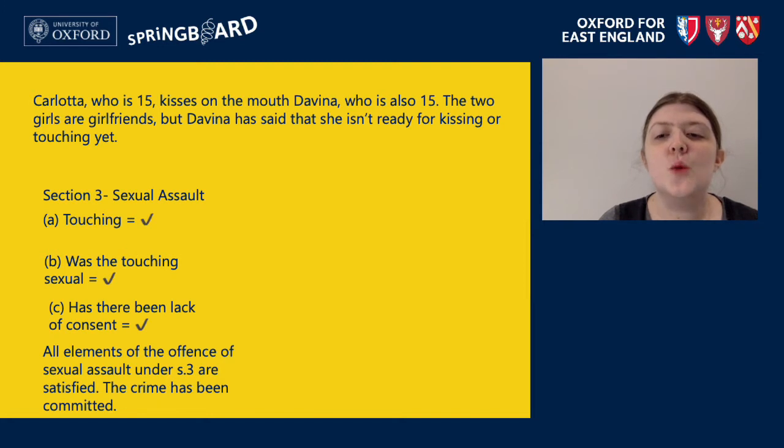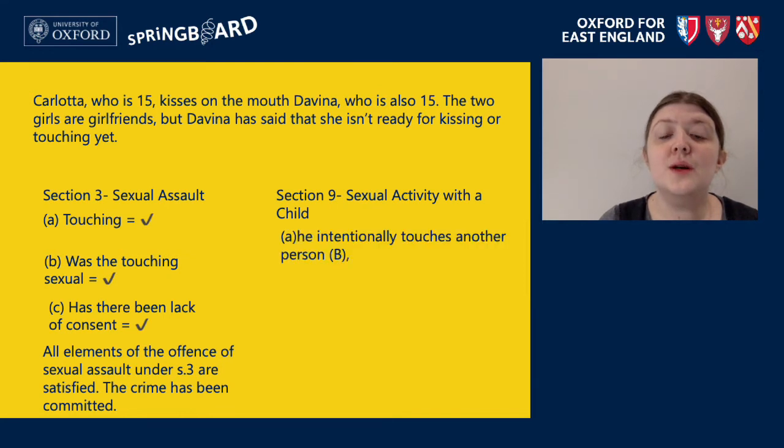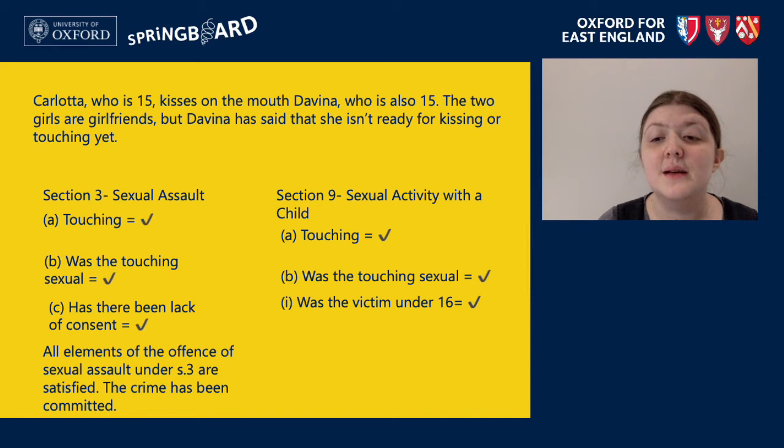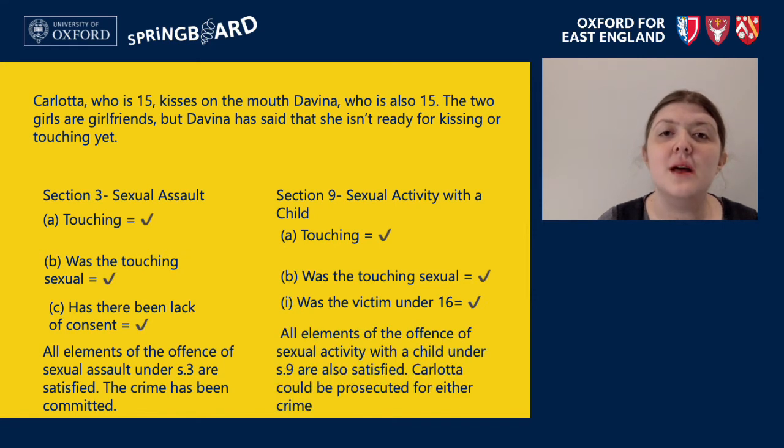But let's just look at whether a crime has also been committed under Section 9. If we look at subsections A and B, they're the same for both Section 3 and Section 9. So we already know that intentional sexual touching has taken place. But look at paragraph B, subparagraph 1. Davina is under 16. So all the elements of Section 9 are fulfilled as well. Carlotta could be prosecuted either under Section 3 for sexual assault or under Section 9 for sexual activity with a child.